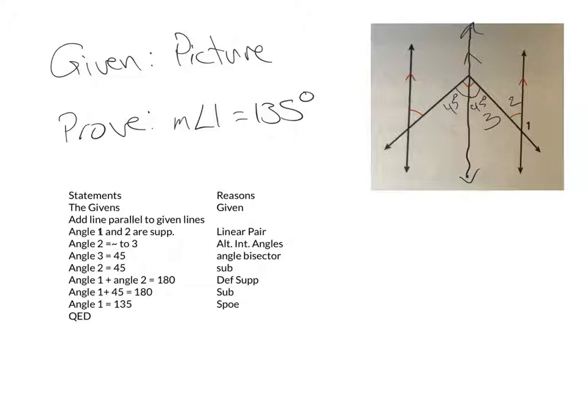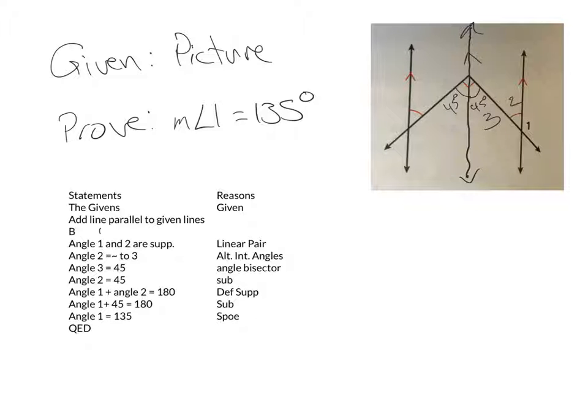So let's just go through our logic again. We add a line parallel to the givens, and I should say specifically that it bisects the angle. That's important. Then we go on to say angle 1 and angle 2 are supplementary because they're a linear pair. We go on further to say angle 2 is congruent to angle 3. They're alternate interior angles. Angle 3 is 45 degrees. That's the definition of an angle bisector. Angle 2 is 45 degrees.